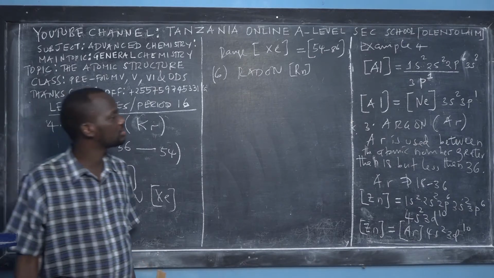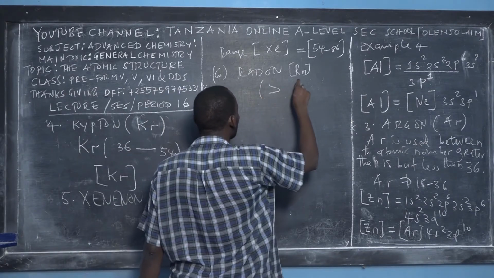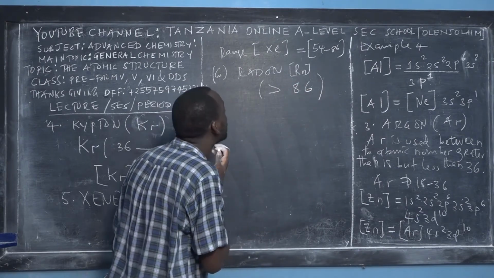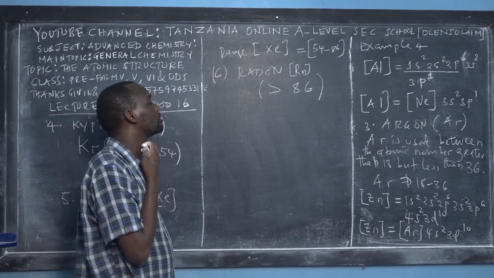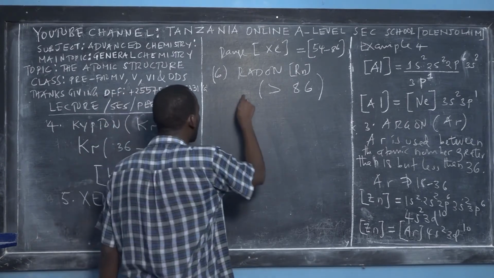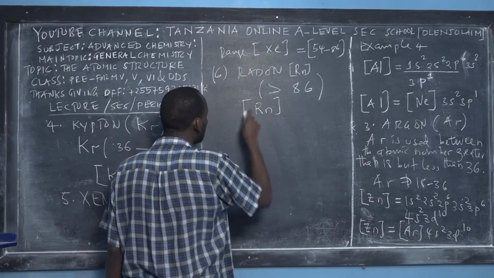So the range for this one: it is used to write electron configurations for elements that have an atomic number, or number of electrons, greater than 86. The way that we write for radon is just like this one. However, questions that use this are rare.